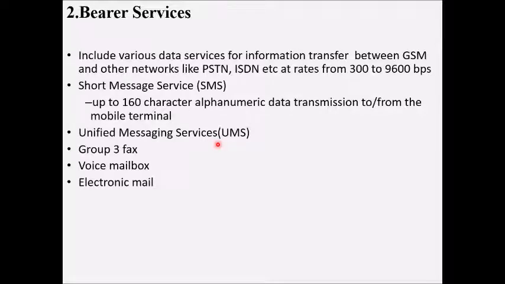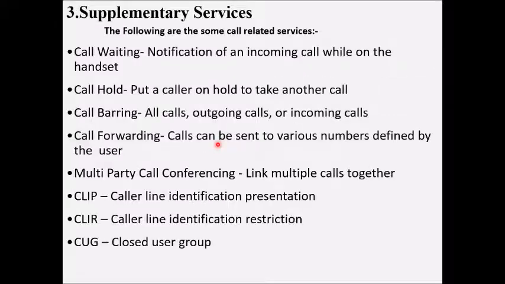The second one is the bearer services. It includes various data services for information transfer between GSM and other networks like PSTN and ISDN. We'll see them further in depth, at rates from 300 to 9600 bps only. Now, there is short message service, that is SMS. Then we have group three fax, then voice mailbox, and more. So we know in data service we can transfer the data and we can use the data to access anything.